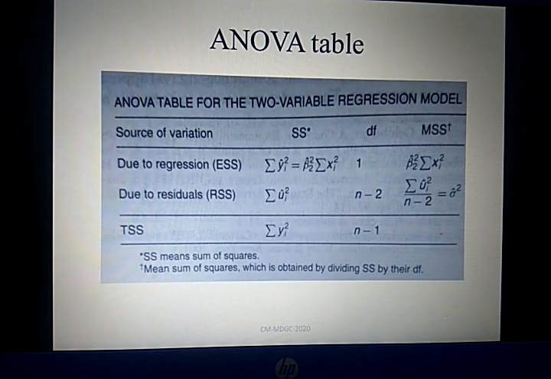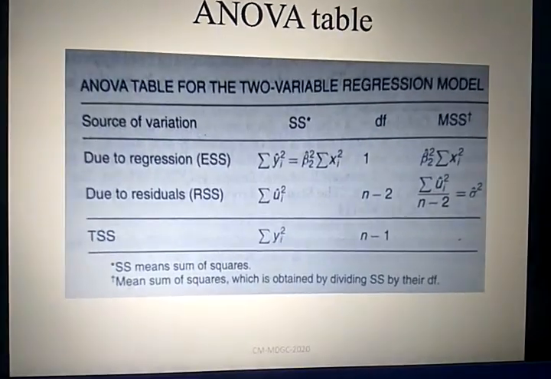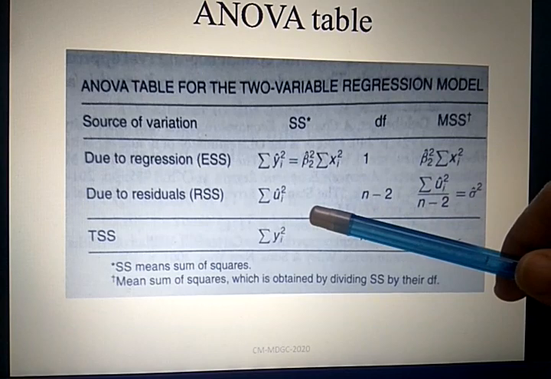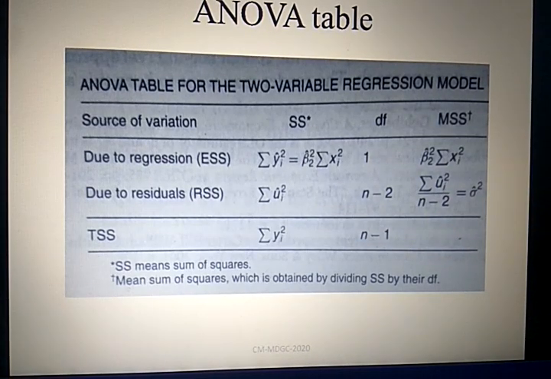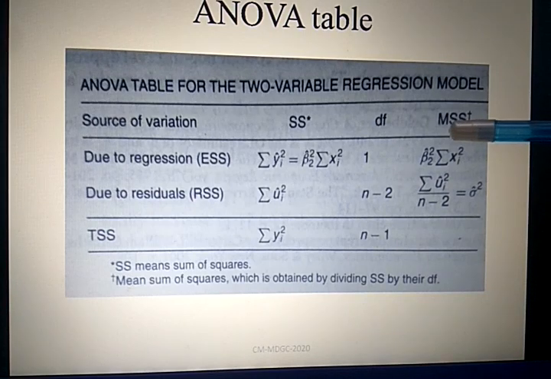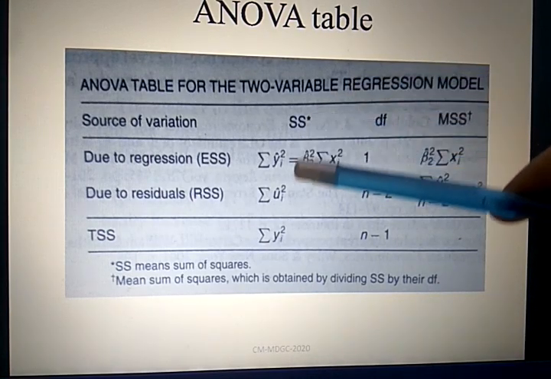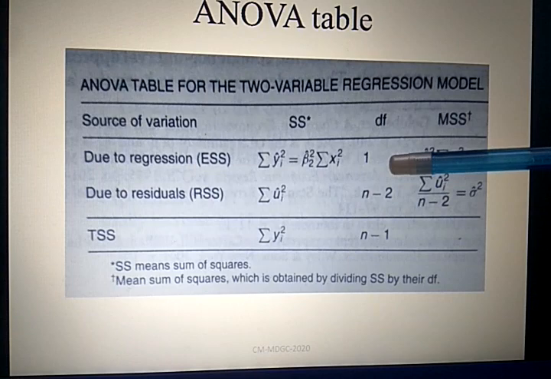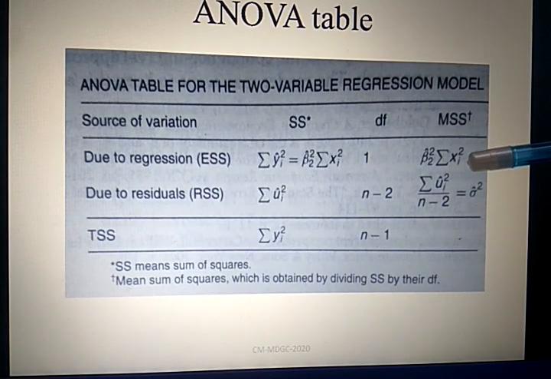The format of the ANOVA table is given here. In the first column, we have the values of sum of squares and the corresponding degrees of freedom are here. In the last column, we have mean sum of squares. By dividing sum of squares by their respective degrees of freedom, we obtain MSS. Now, the question may arise, what is the use of this ANOVA table?